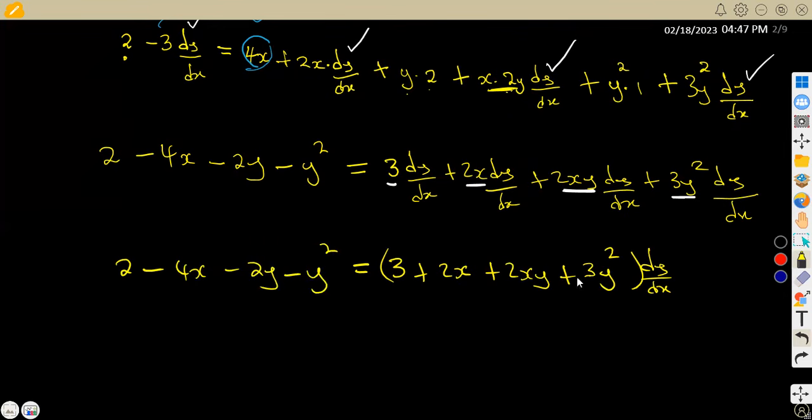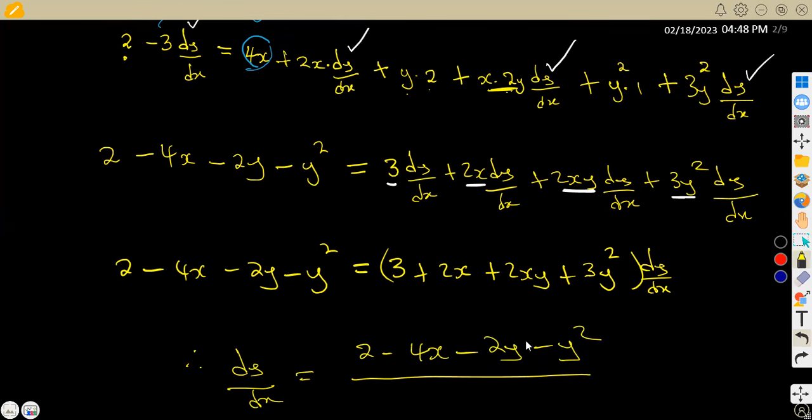So to find dy dx, definitely we are going to divide by this bracket. Therefore, our dy dx, if you divide by the bracket here, we are going to have it as 2 minus 4x minus 2y minus y squared, everything over the bracket that we divided with, which is this bracket of 3 plus 2x plus 2xy plus 3y squared. Okay, so that was our dy dx.